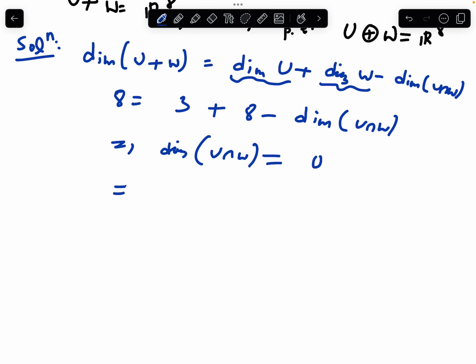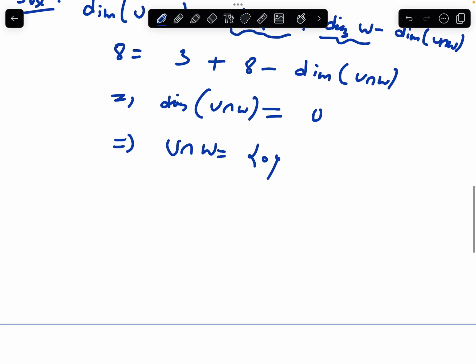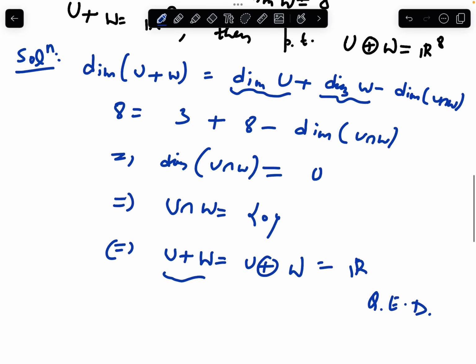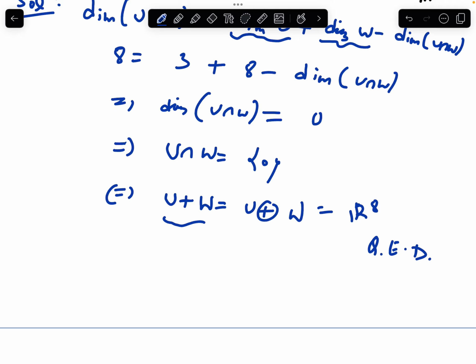But this means that U intersection W is just the zero space, and we know that this is equivalent to U plus W being a direct sum, right? So this proves the result. This is given to be R8. So we are done.